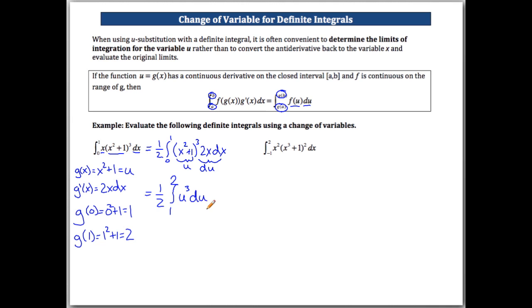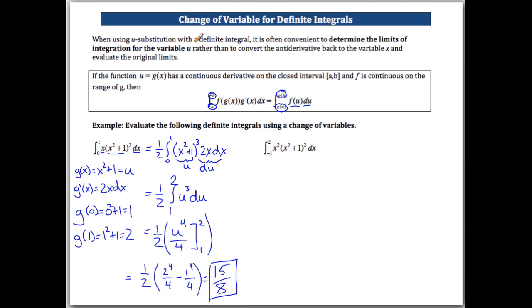Okay, now we can use the general power rule for integration. So we get 1/2, and then the antiderivative here is going to be u to the 4th over 4, and we're going to evaluate that from 1 to 2. Okay, so just applying our fundamental theorem of calculus now, we're going to get 2 to the 4th over 4 minus 1 to the 4th over 4. And all in all, this is going to yield 15 over 8.